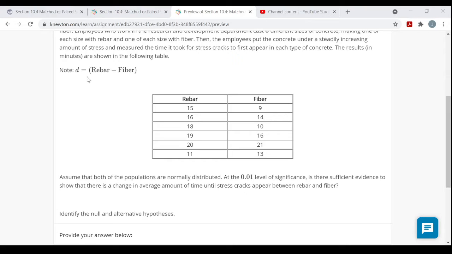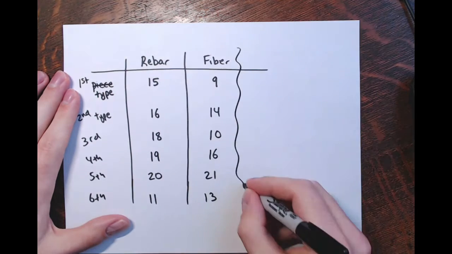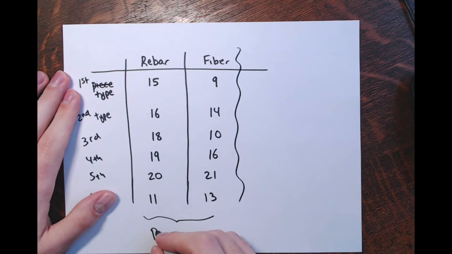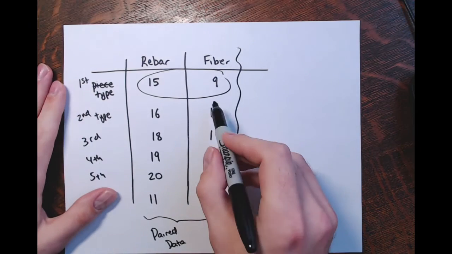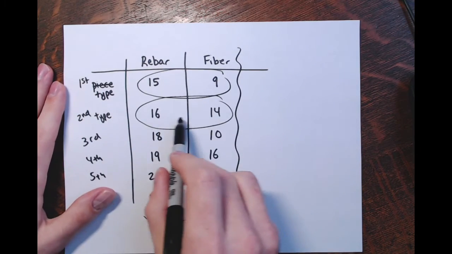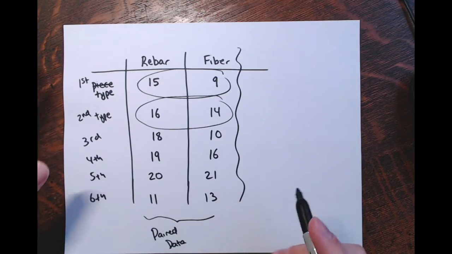So what we're going to do is look at the difference in the amount of time, right? And they're telling us to take the differences by taking the rebar times minus the fiber times. So I'm going to go to my paper again and make a third column. Again, these are paired data, because these two values have to be next to each other because they're related to that first type of concrete. These two values have to be next to each other because they're related to that second type, and so on. This is paired data, dependent samples.